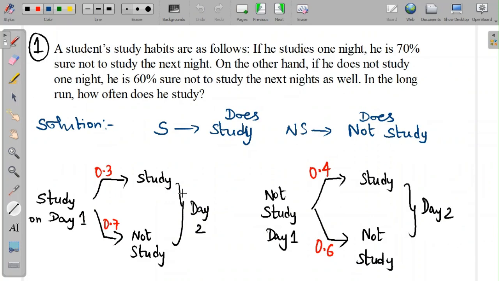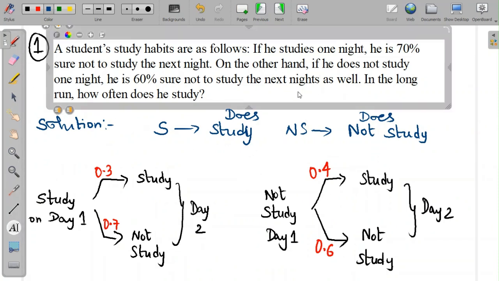Question 1 talks about the studying habits of a student. A student's study habits are as follows. If he studies on one night, he's 70% sure not to study on the second night. And if he does not study on the first night, he's 60% sure not to study on the next night as well. So based on this, we are asked to determine the probability that he will study in the long run. So what is the chance the student studies in the long run?